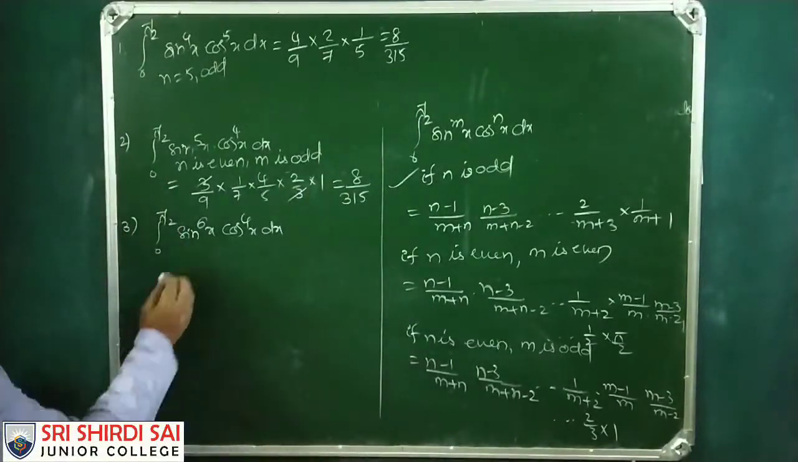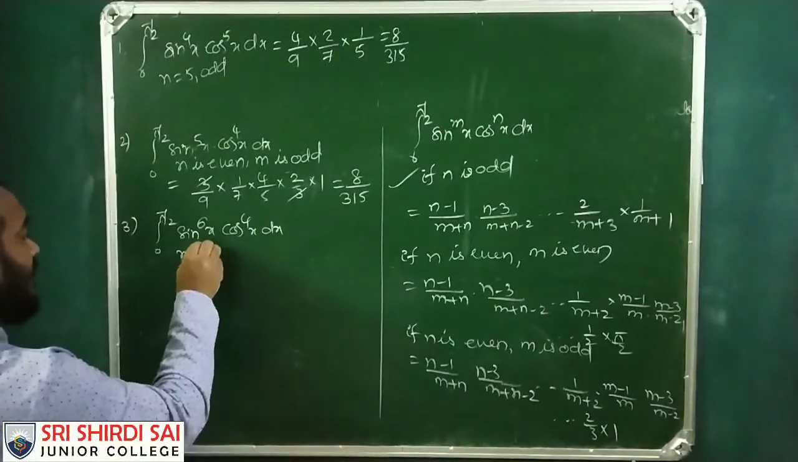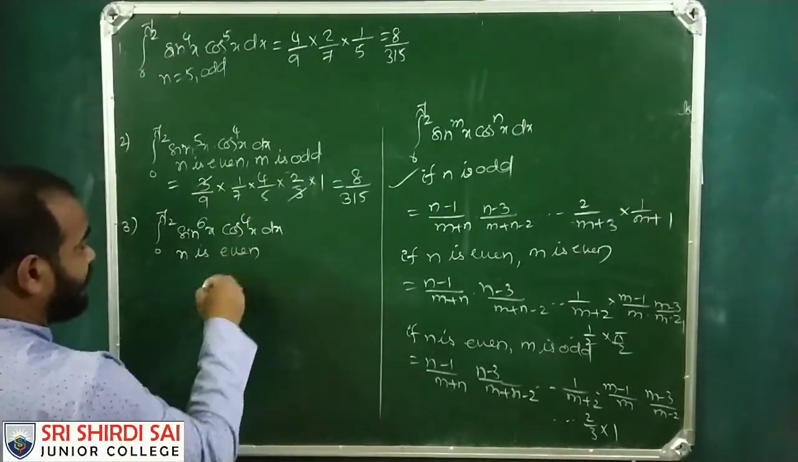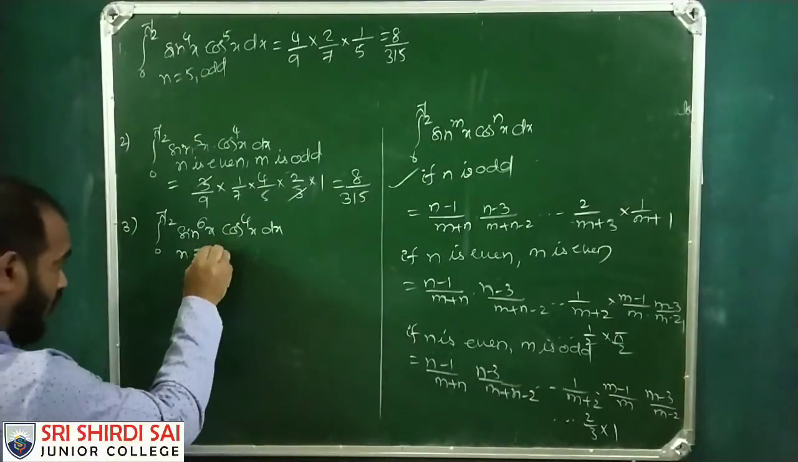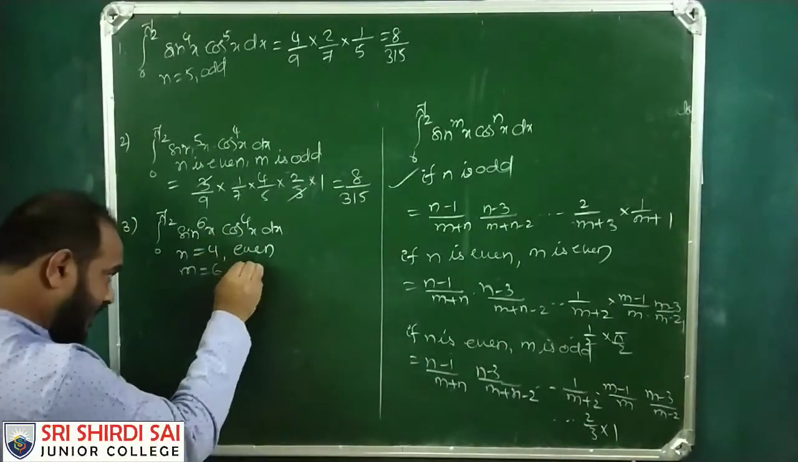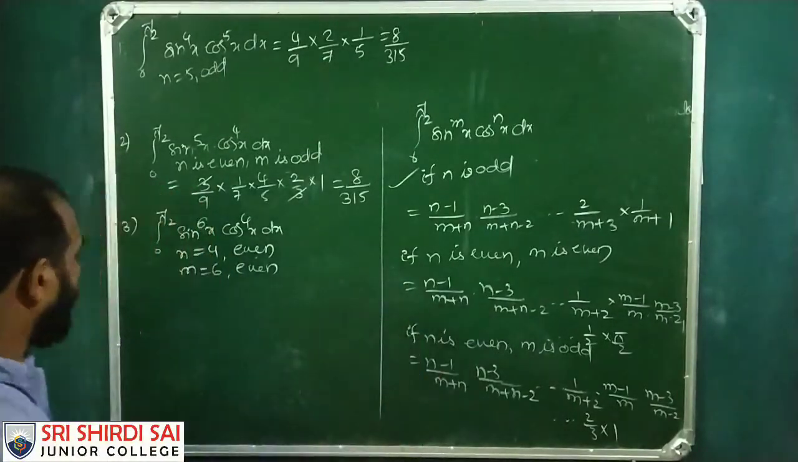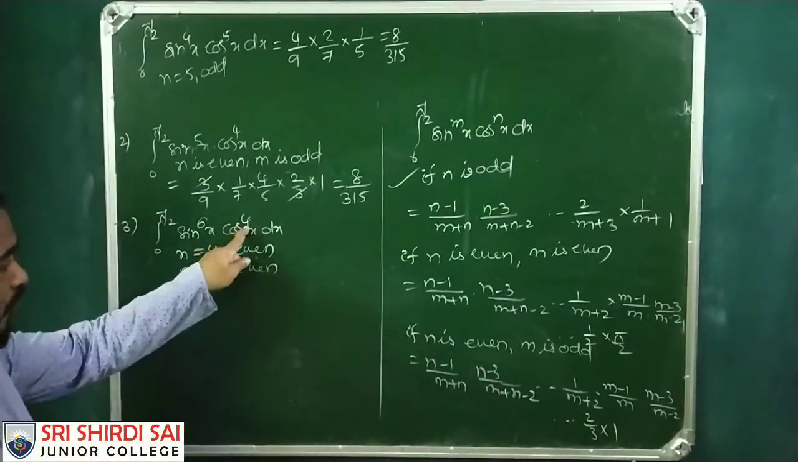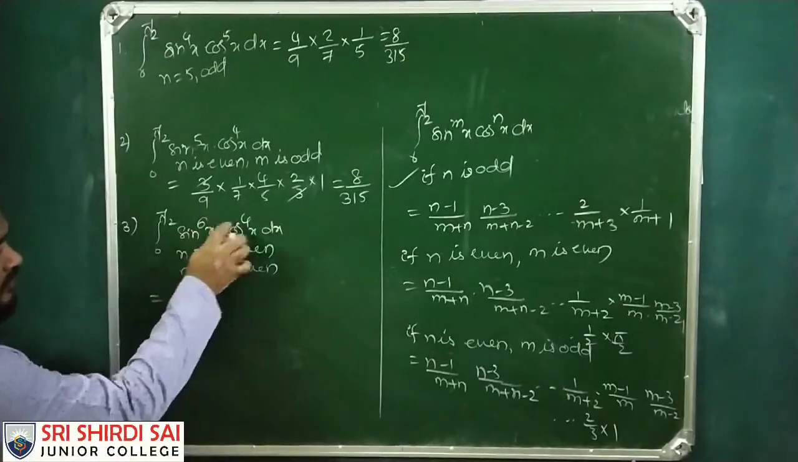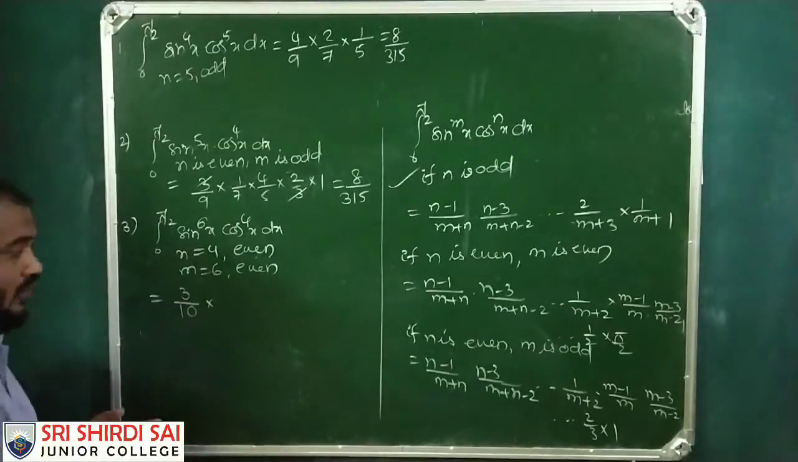Now here same. N is even. N is equals to 4 even. m is equals to 6 even. So this is the one to be used. What is n? N is 4. 4 minus 1, 3 by 6 plus 4, 10. Further reduction is possible or not? Always is to be checked out.